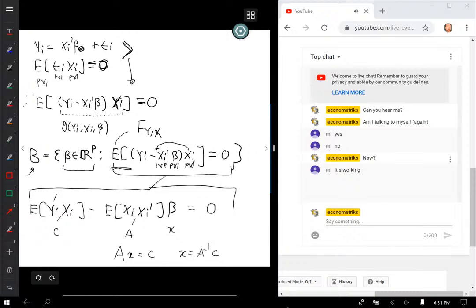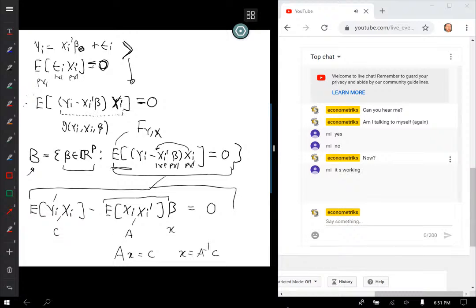So we need this to be full rank, which just means there aren't any linearly redundant combinations of x, which we call multicollinearity. There's no multicollinearity. For example, including the same variable twice, then it wouldn't be full rank.